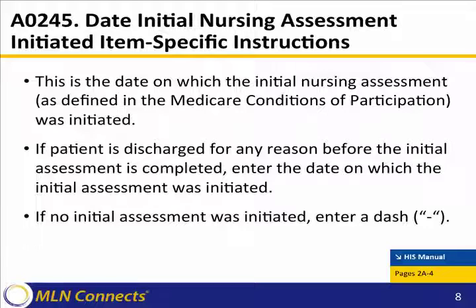You should report the date the initial assessment was initiated, even if the entire assessment was not completed or was initiated in a site of service other than the site of service the patient is being discharged from. However, if the patient was admitted to the hospice, but no initial assessment was initiated before the patient was discharged, new guidance in version 1.02 of the HIS manual instructs providers to enter a dash for item A0245.